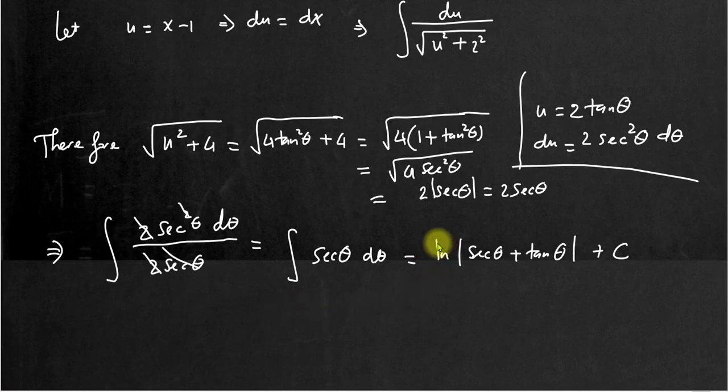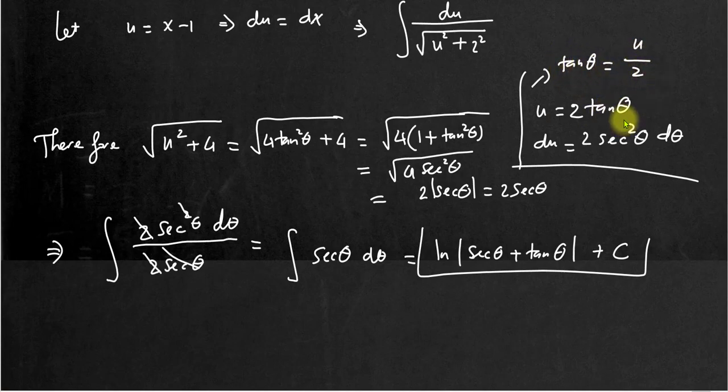And then the last step is I'm trying to rewrite theta in terms of x. So we have secant of theta and tangent of theta. I know that u equals tangent of theta. Therefore, tangent of theta equals u divided by 2. But then u is given as x minus 1. So I'm trying to rewrite everything in terms of x. So tangent of theta is equal to x minus 1 over 2. What about secant of theta?